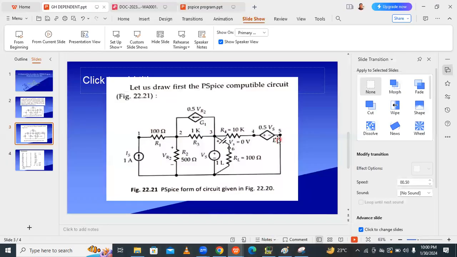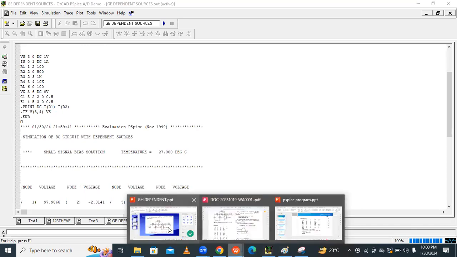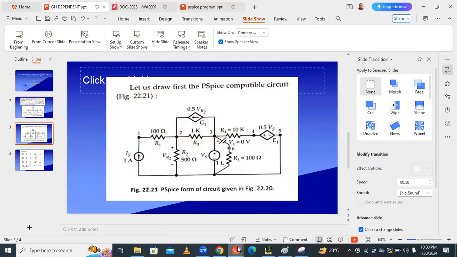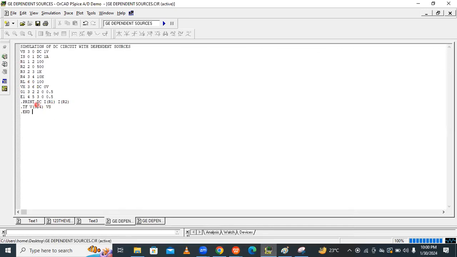If the load resistor, for example R3, is connected between 2 and 3, how do we change the program? Go to the program, open it, and change here to 2, 3. If the load resistor is across 2 and 3, change to .TF V(2,3), then save, run, and we will get the results here.